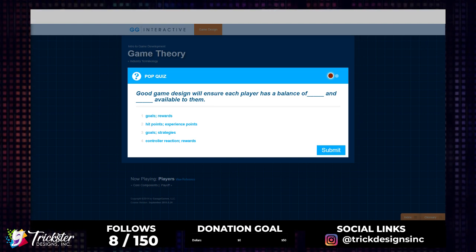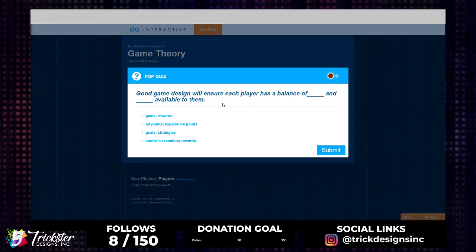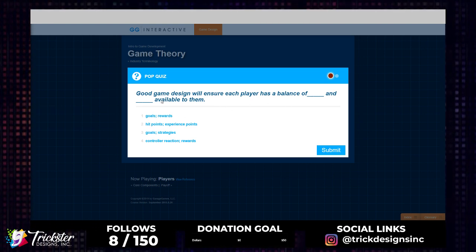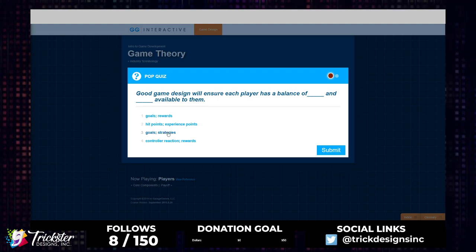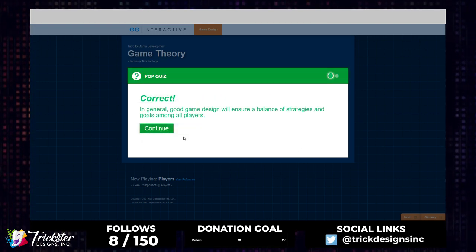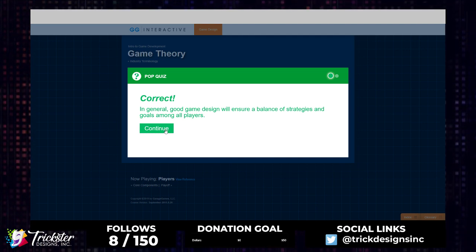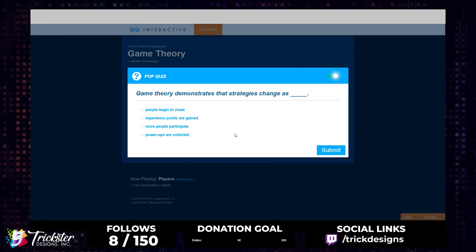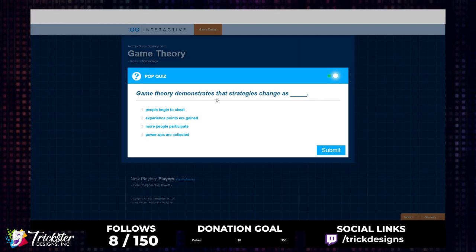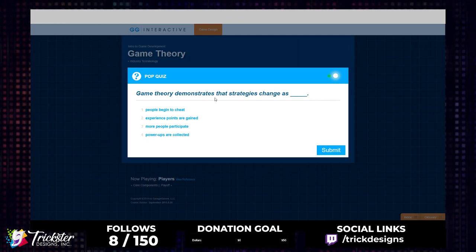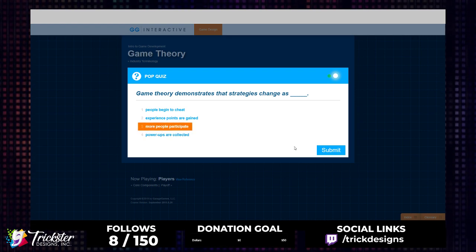Yes, Windslayer, that is the guy in the box. It's a guy in a box. Goals and strategies, because it's all about them strategies. Game theory demonstrates that strategies change as more people participate.